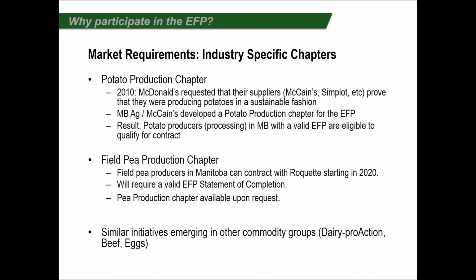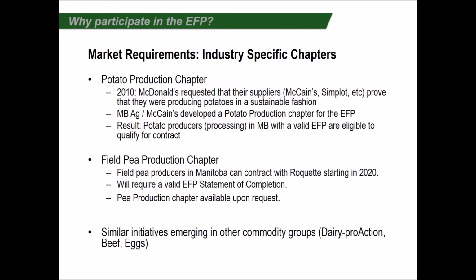A more recent marketing requirement would be the field pea production chapter that was developed in 2018. Since Roquette's pea processing plant is being built in Portage, they are wanting to meet some global sustainability standards as well and have chosen the EFP to do that. So in order to contract field peas with Roquette, producers are required to have a valid environmental farm plan statement of completion as well. These two chapters are not part of the standard EFP workbook.